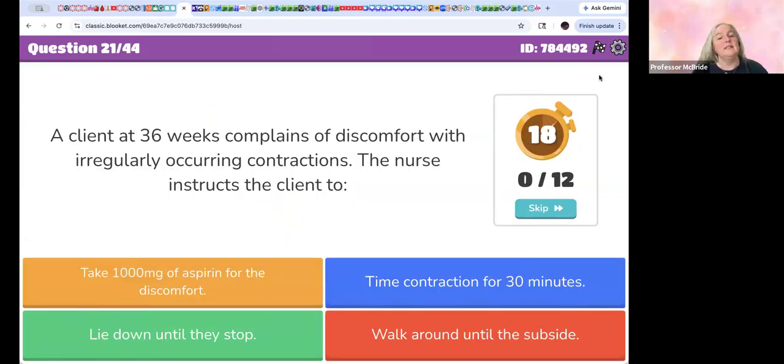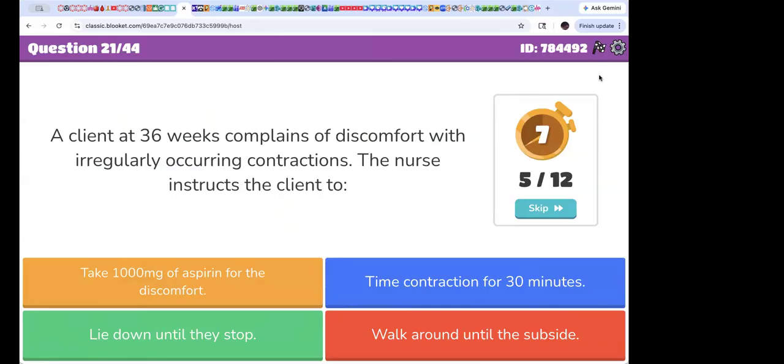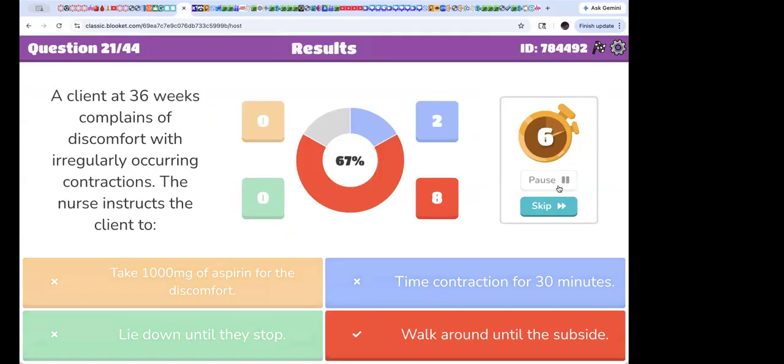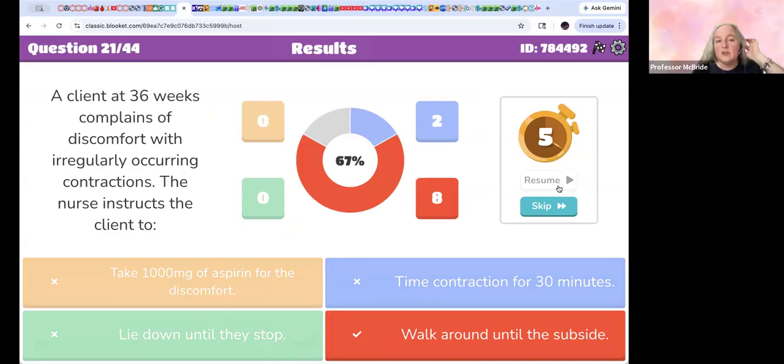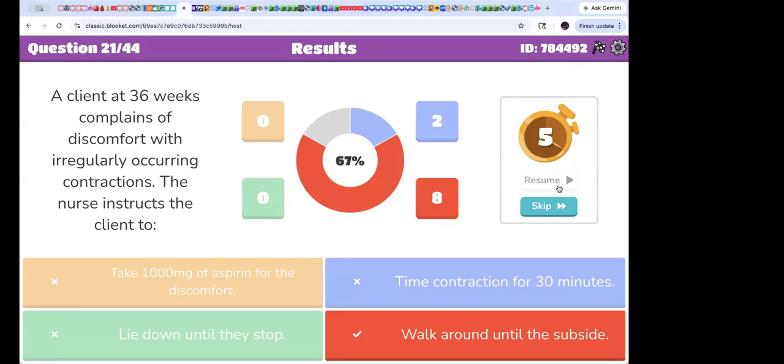A client at 36 weeks complains of discomfort with irregularly occurring contractions. The nurse instructs the client to do what? Okay. So, what do you think? She's 36 weeks. She's having irregular contractions that are causing discomfort. Do you think she's in labor? No. She's going to walk, and if it doesn't subside, that means it's active. If it subsides, that means it was false labor.